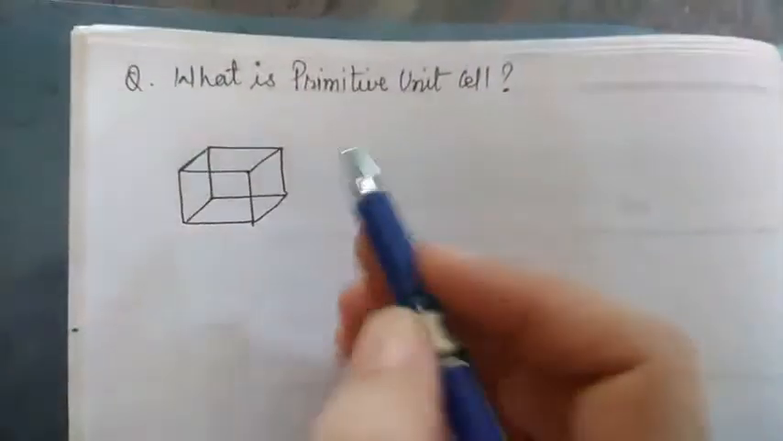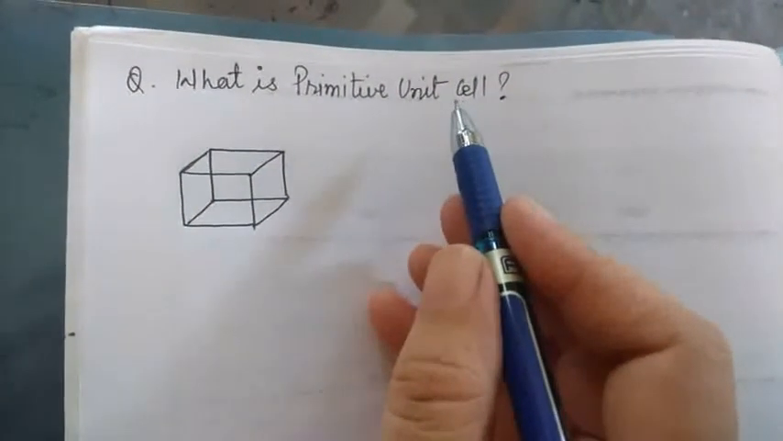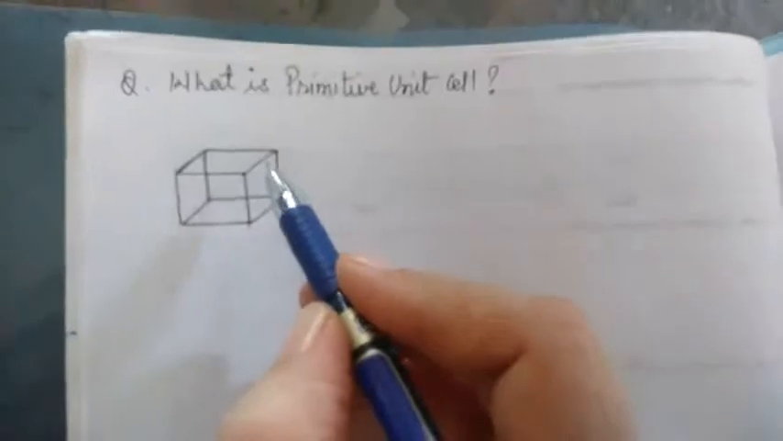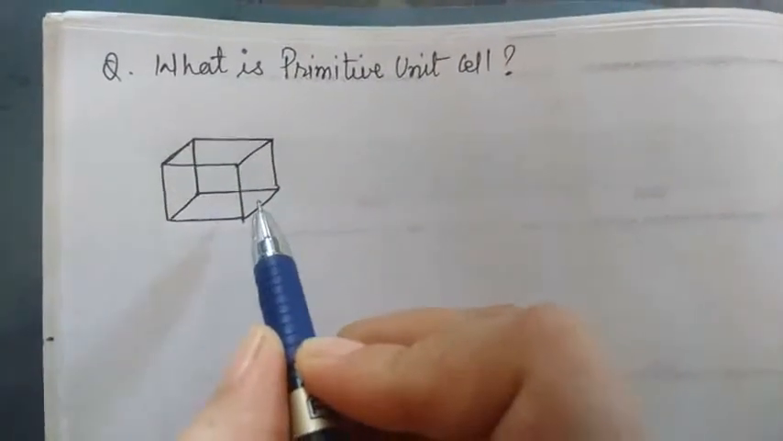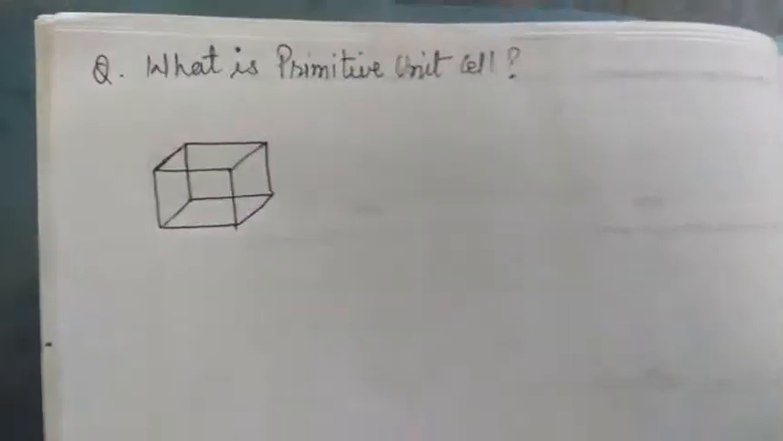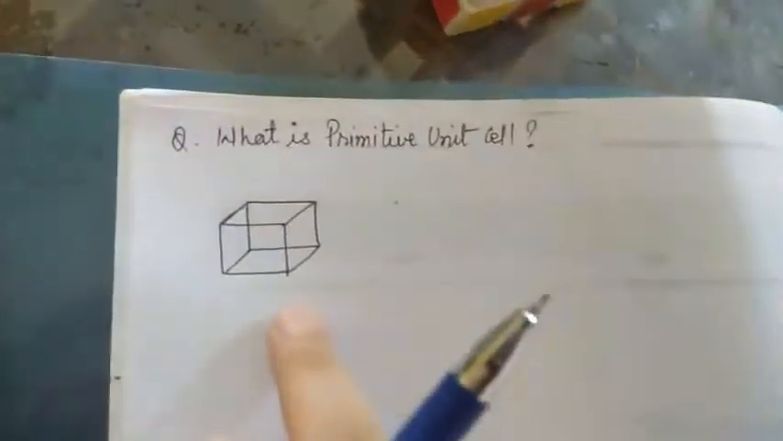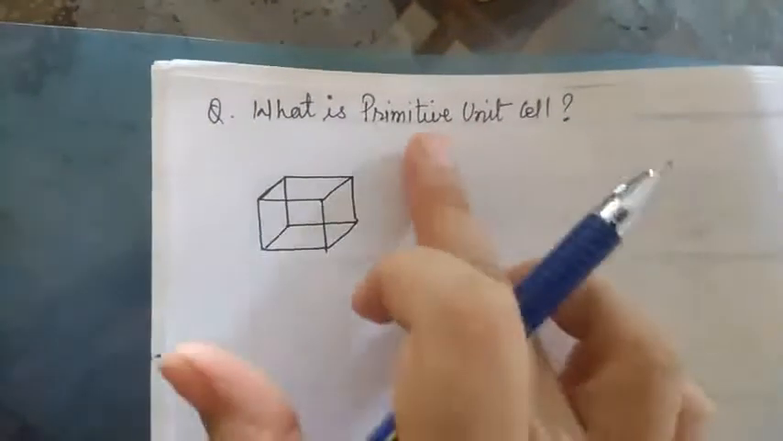Now if I talk about a primitive unit cell, the question was what is a primitive unit cell? So let us assume a cube, or I am calling it a cube, but it is actually one unit cell. One unit cell from the entire crystal lattice. Say suppose this has been taken out and drawn here. So what is a primitive unit cell?